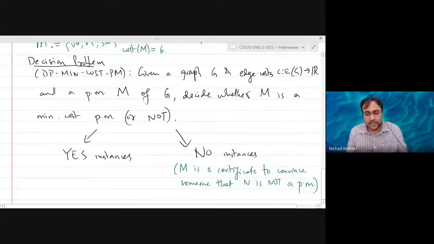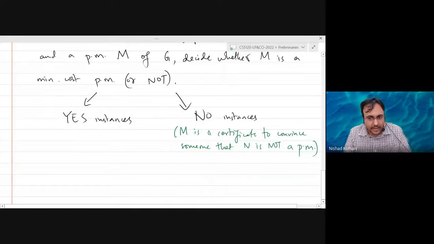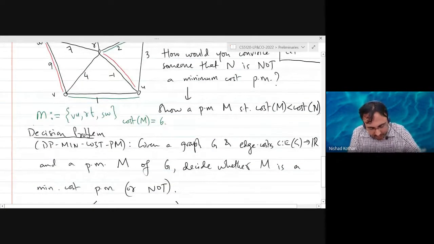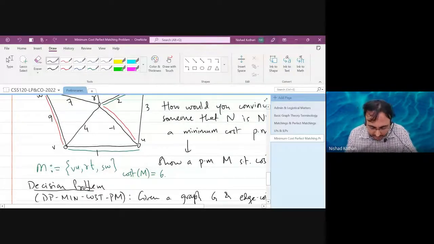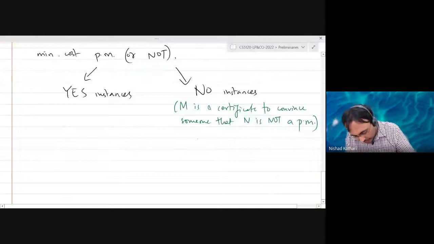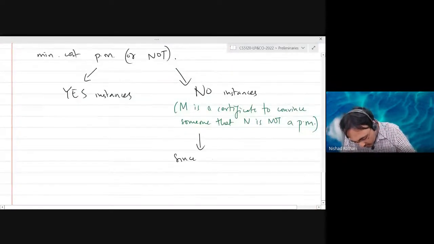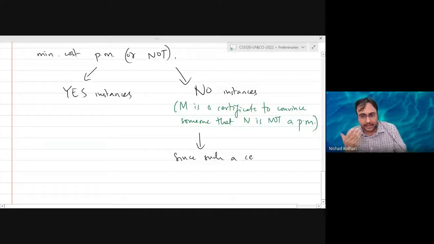Okay? And observe that such a certificate must exist. Whenever a perfect matching is not of minimum cost, it is precisely because there is a perfect matching whose cost is lesser than the one you are looking at, right? So because a certificate always exists, we are going to say that this decision problem belongs to the complexity class CoNP. Okay? So notice that this can be checked easily. I'm not going to go into technicalities of easily.